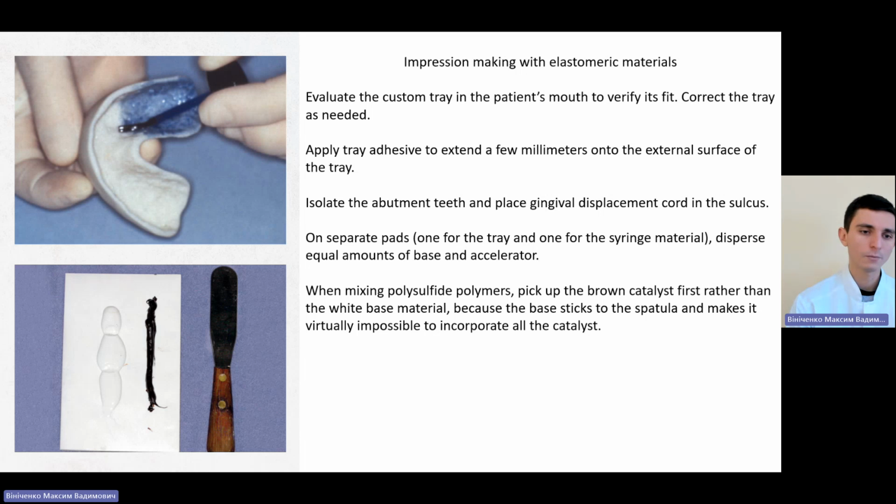On separate pads, one for the tray and one for the syringe material, disperse equal amounts of base and accelerator. When mixing polysulfide polymers, pick up the brown catalyst first rather than the white base material, because the base sticks to the spatula and makes it virtually impossible to incorporate all the catalyst.